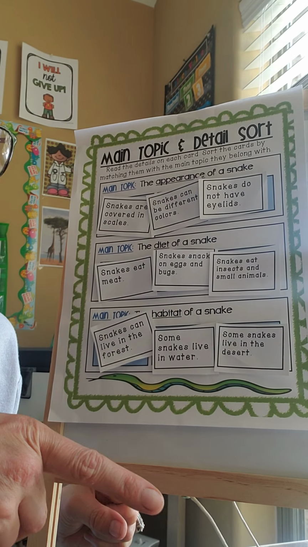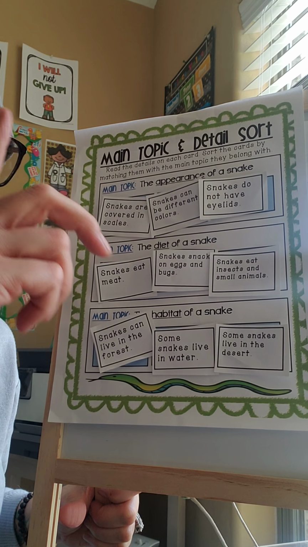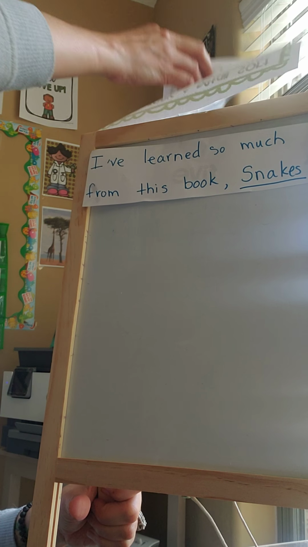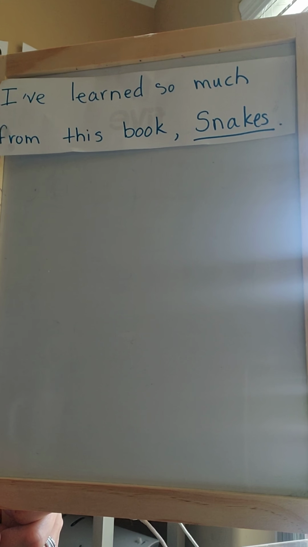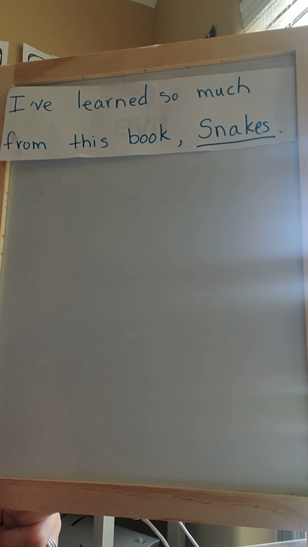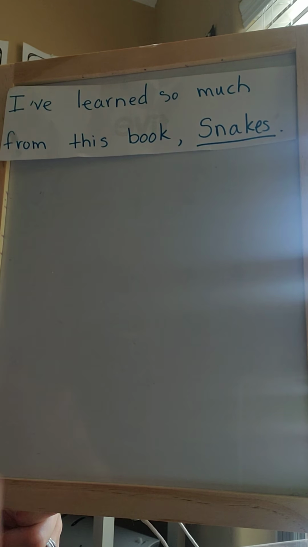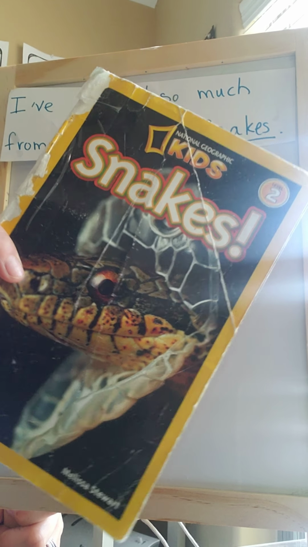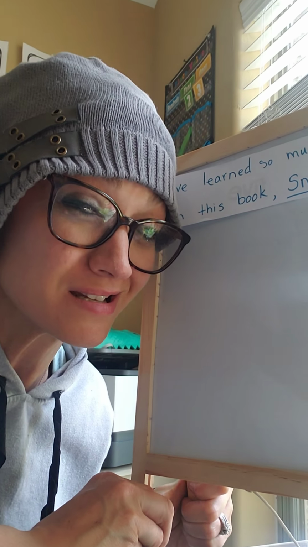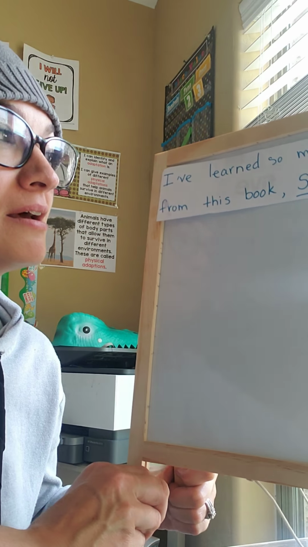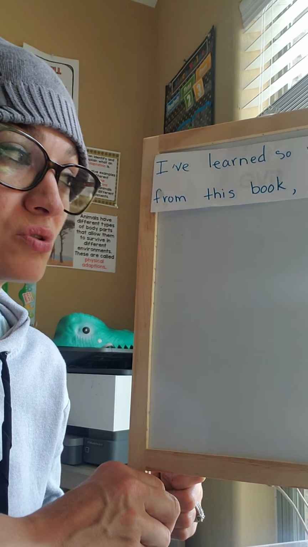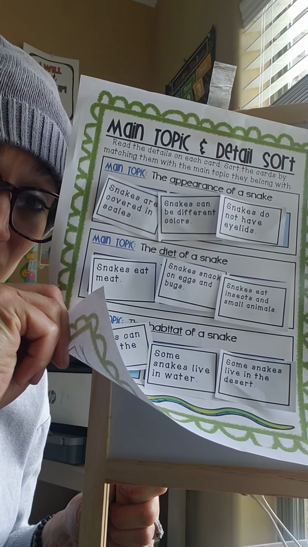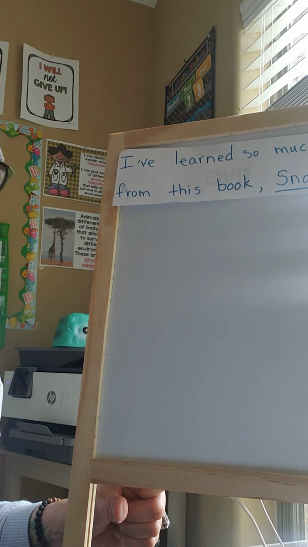The first thing we did was take the main topic, which is snakes, and that is going to become our opening or our topic sentence. I've learned so much from this book, Snakes, because that is the title of the book that I use to get my information from. Now, I did not just copy sentences from this book that had really cool topics and facts. I used what I learned and what I sorted here as a guide, as an outline to help me.